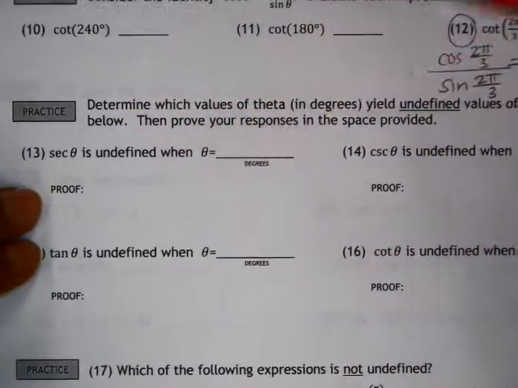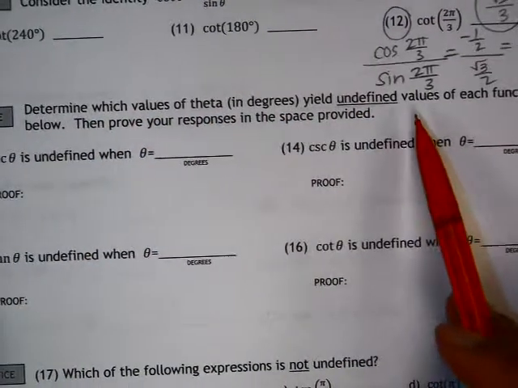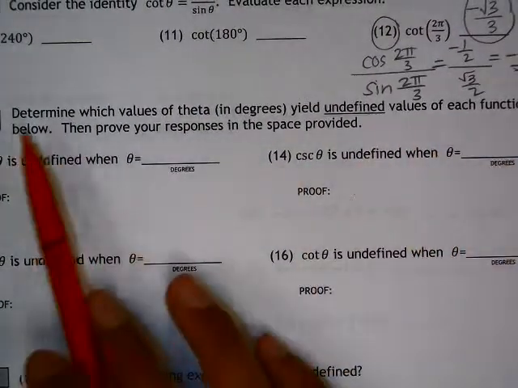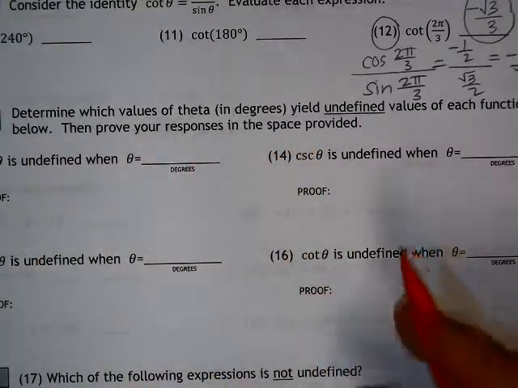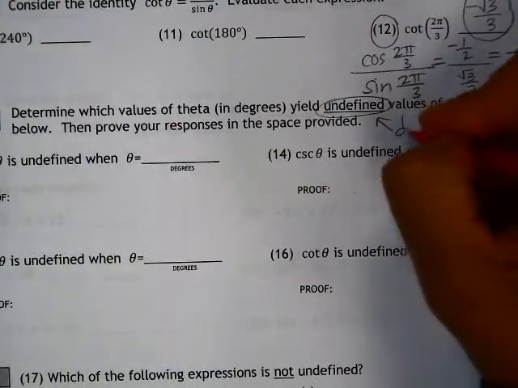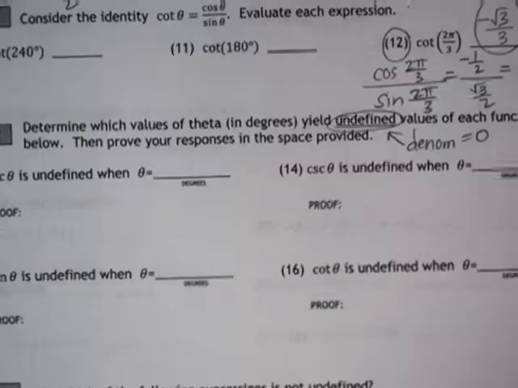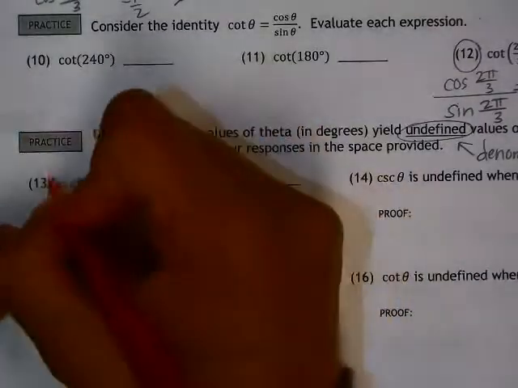All right, number 13, we need to determine which values of theta in degrees yield undefined values of each function below. Then prove your responses in the space provided. Undefined occurs when the denominator is equal to 0. So let's look at number 13, for example.